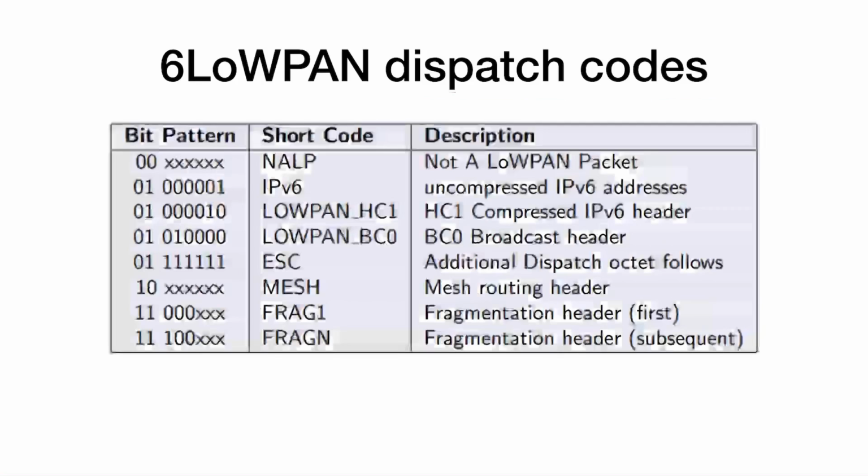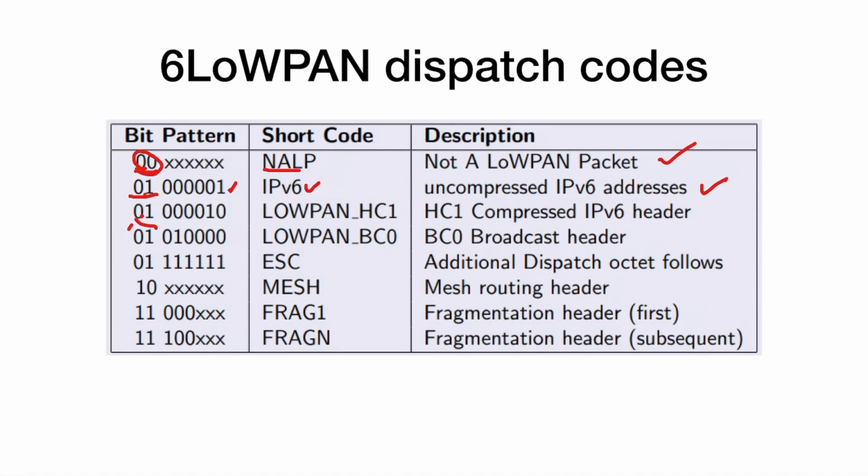For example, you see 00 followed by XX, meaning don't care. In that case it is not a LoWPAN packet. When the first two zeros are detected, it understands that it is not a LoWPAN packet, which means it is not coming from the adaptation layer. Now if the first two bits are 0 and 1, then further bits are possible. When the last bit is 1, it is an IP version 6 packet with uncompressed IP version 6 addresses.